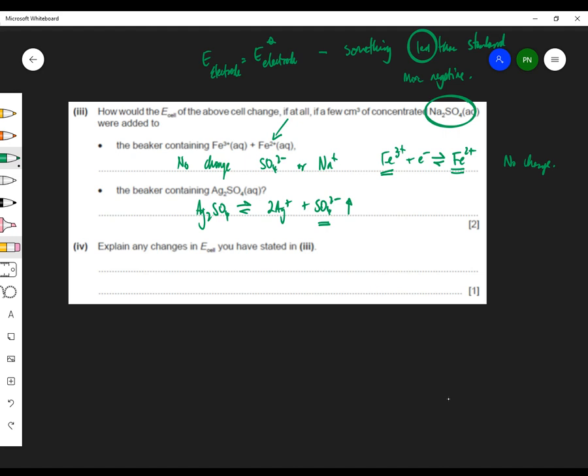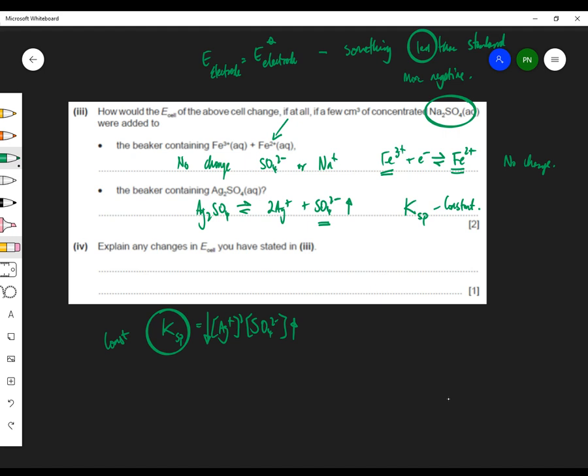Okay, now don't forget Ksp, the solubility product. This must remain constant. If you remember what the solubility product is, I think it was [Ag+]² times [SO4²⁻]. There you go. And if this term goes up, this must remain constant, and therefore this term must go down.